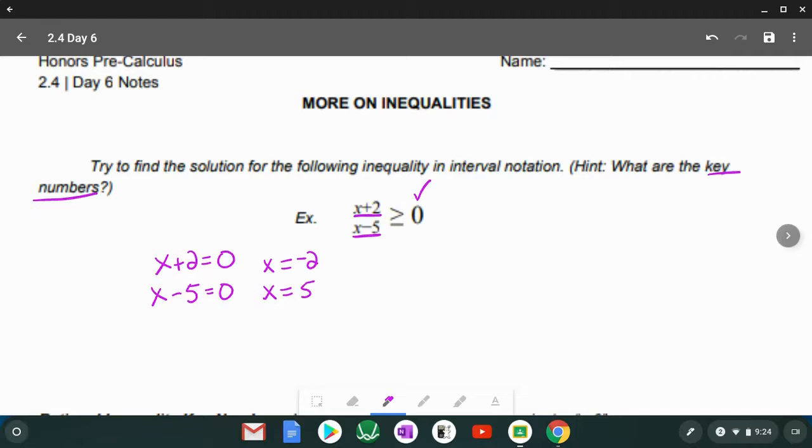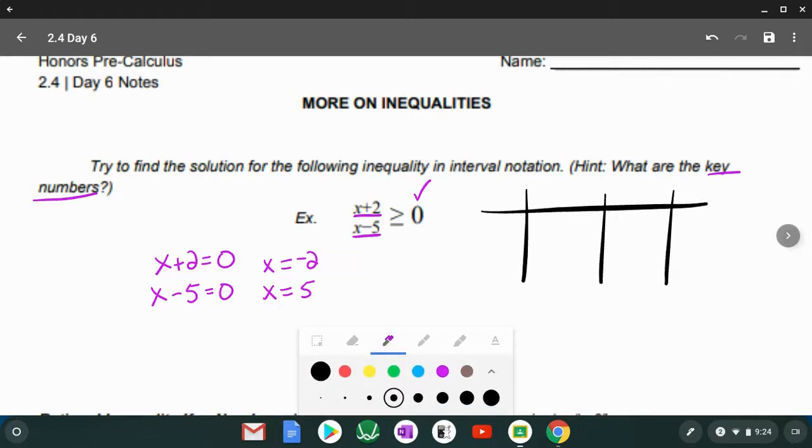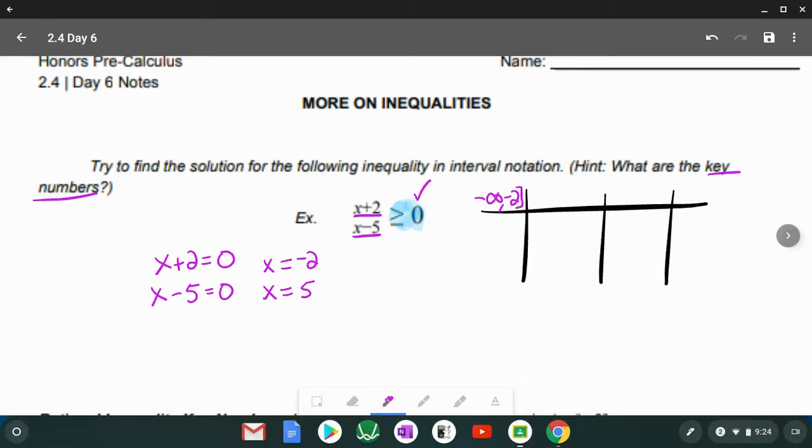And then after I solve that, I have my key numbers being -2 and 5. So if these are my key numbers, I'm going to go ahead and just continue the pattern of what we did yesterday. So I'll make my little table, and again, from least to greatest, I can say that one interval would be from -infinity to -2, because that's the smallest. Now again, very, very important, be careful. We know it's greater than or equal to, so this would be a bracket for the -2. And then -2 to 5, with again both of them being brackets, and then 5 to infinity.